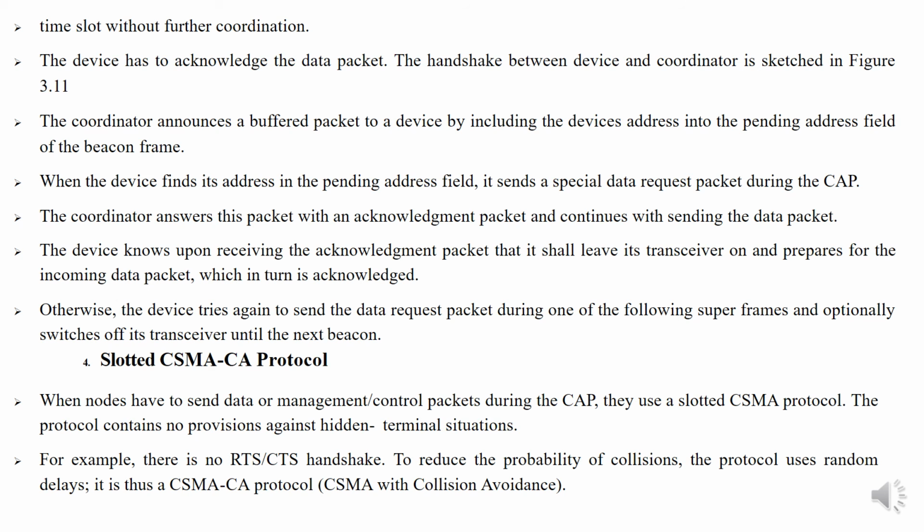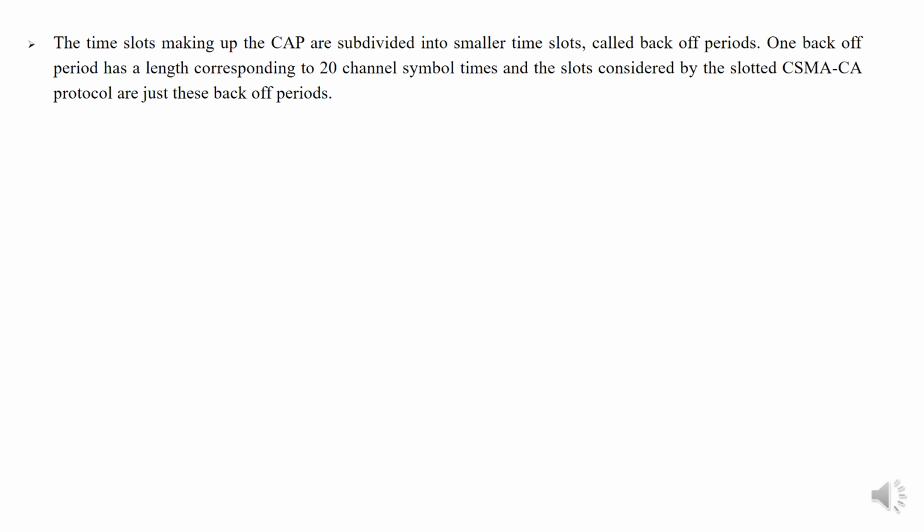The protocol contains no provisions against hidden terminal situations. For example, there is no RTS CTS handshake to reduce the probability of collisions. The protocol uses random delays. It is thus the CSMA CA protocol, CSMA with collision avoidance. The time slots making up the CAP are subdivided into smaller time slots called backoff periods. One backoff period has a length corresponding to 20 channel symbol times, and the slots considered by the slotted CSMA CA protocol are just these.